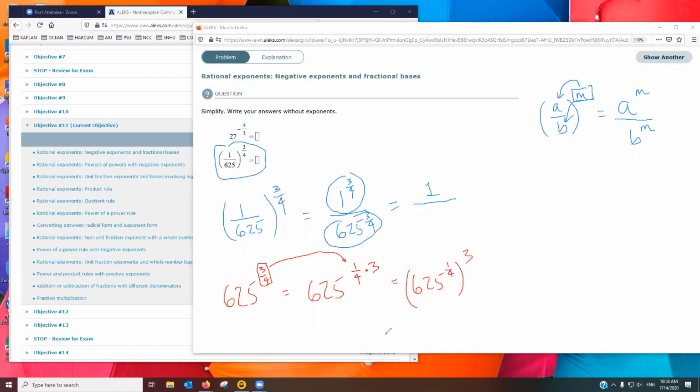But 625 to the 1/4 is the same as the 4th root of 625. And the 4th root of 625 is asking you what number times itself 4 times results in 625. Well, that answer is 5. So this is 5 to the 3. But 5 to the 3 means 5 times 5 times 5. If I work that out, that's 125. So this denominator we just figured out works out to be 125. So the answer to this one is 1/125.